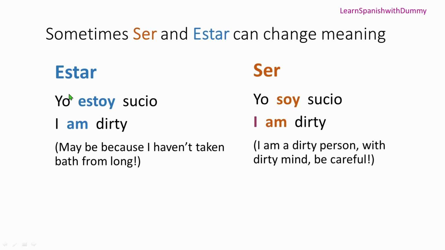Here, because estar has a temporary touch, it means maybe because I haven't taken a bath for long, so I'm dirty. It's like physically I'm dirty, right? But here, ser puts the permanent touch, and it makes I'm a dirty person, because to be dirty permanently, I can be a dirty person. I'm a dirty person because of a dirty mind, and be careful. All right, so you got this, right? Putting estoy makes it dirty for a temporary situation, and soy makes it dirty for a permanent situation, right?